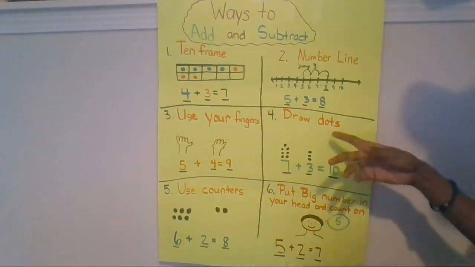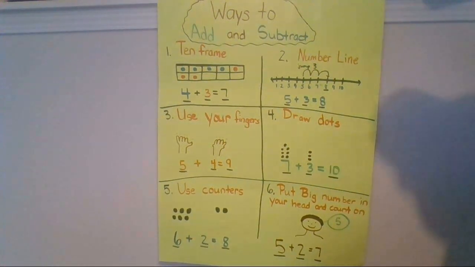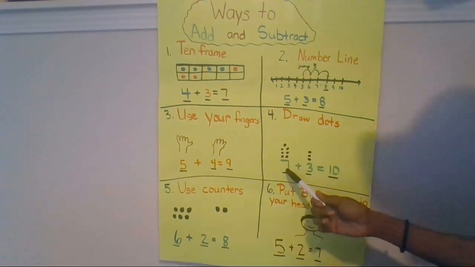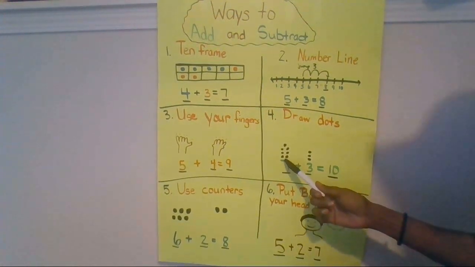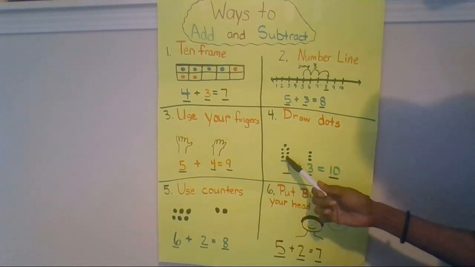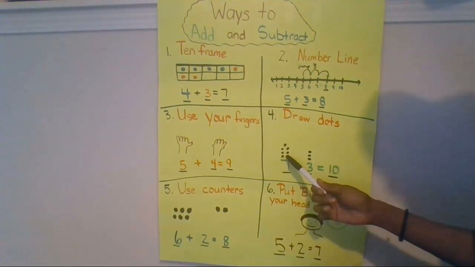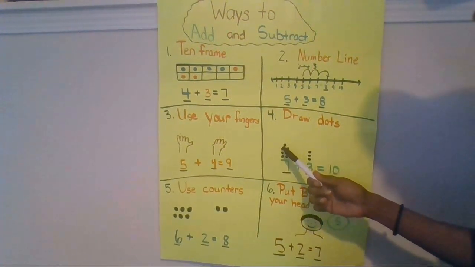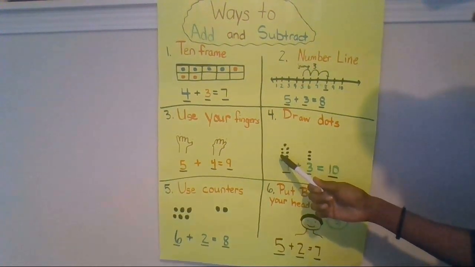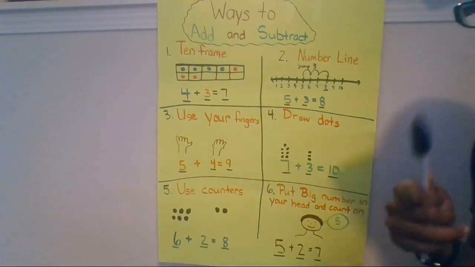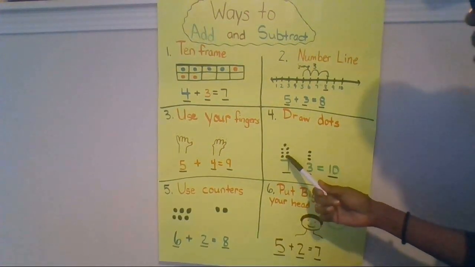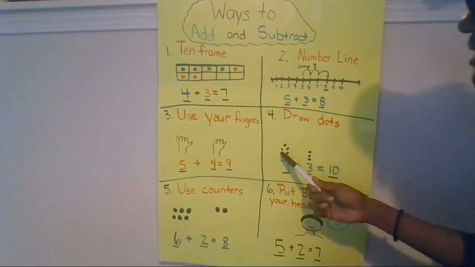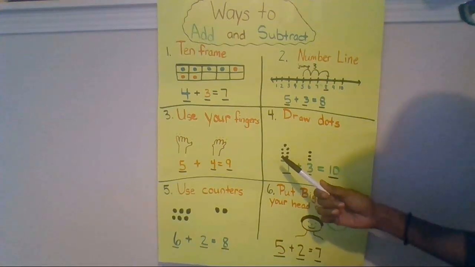All right, the next strategy we're going to talk about is drawing dots. So we have a problem written down here: 7 plus 3. 7 is our first part, so we're going to draw 7 dots to represent that 7. Make sure you draw the dots as you count them. 1, 2, 3, 4, 5, 6, 7. Let me go back and recount, make sure I got 7, not 8. 1, 2, 3, 4, 5, 6, 7. Notice how I touch counted and took my time?